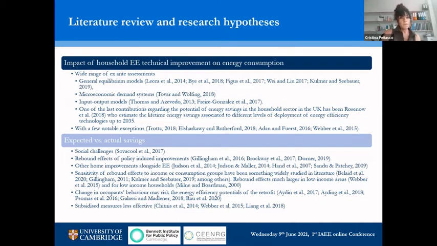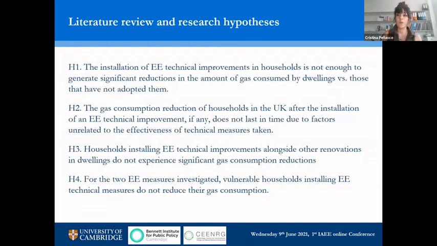So accordingly, we propose the following hypotheses related to potential reduction in household energy consumption after the installation of energy efficiency measures. The first one is that the installation of energy efficiency technical improvements, remember that we are talking about, in this case, loft insulation and cavity walls, is not enough to generate significant reduction in the amount of gas consumed by dwellings versus those that have not adopted them.